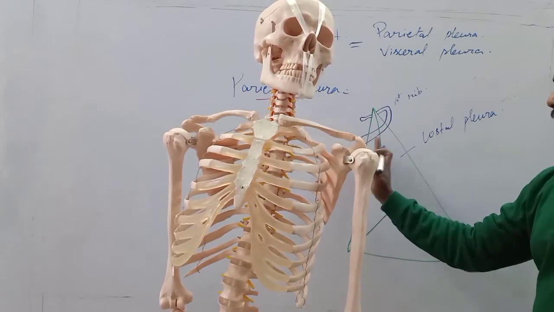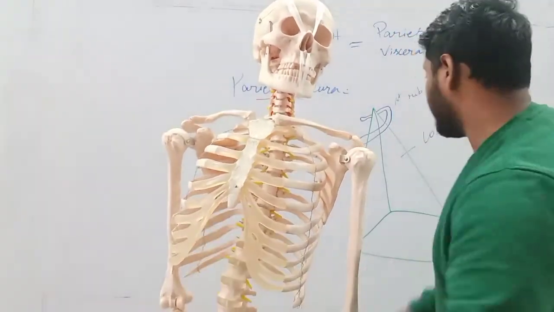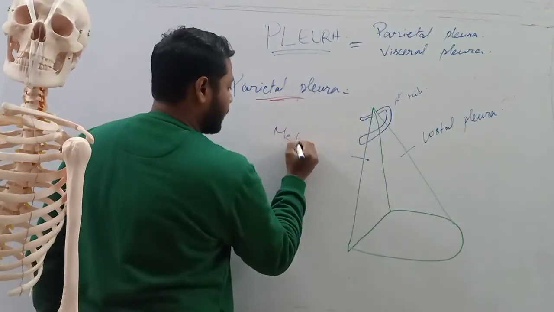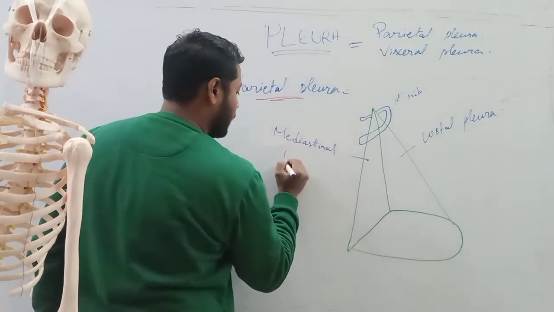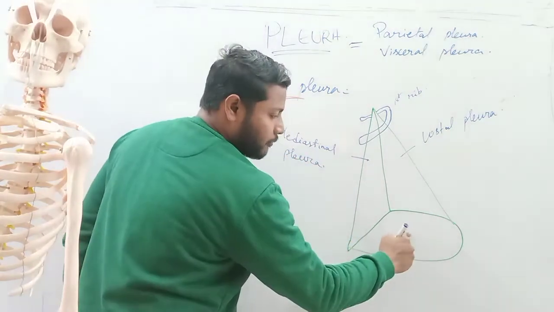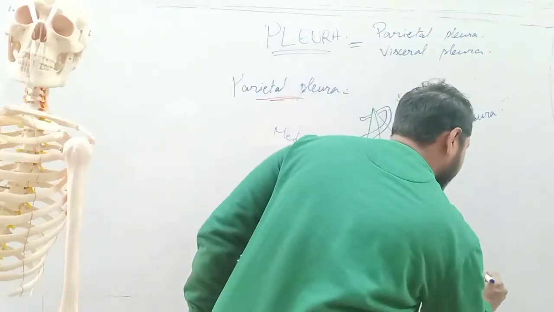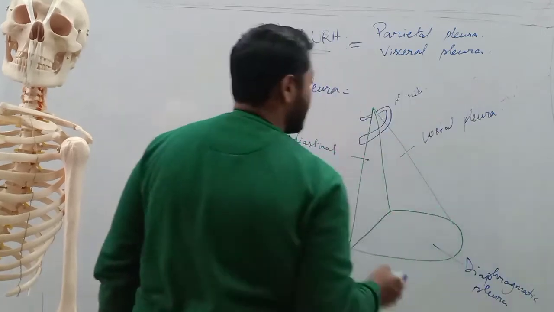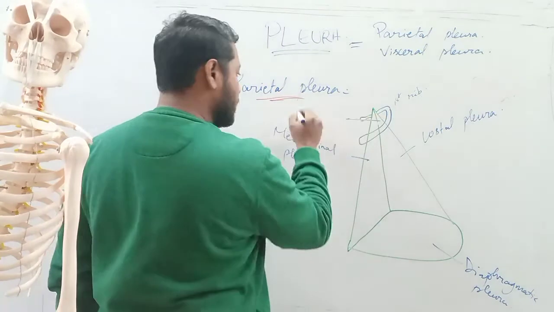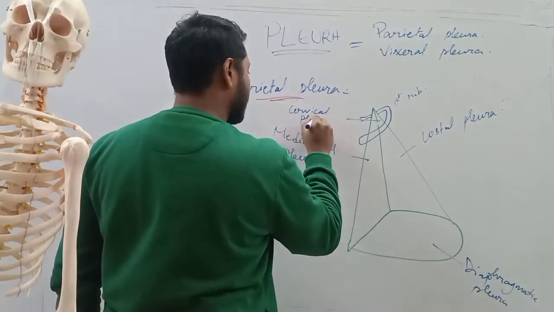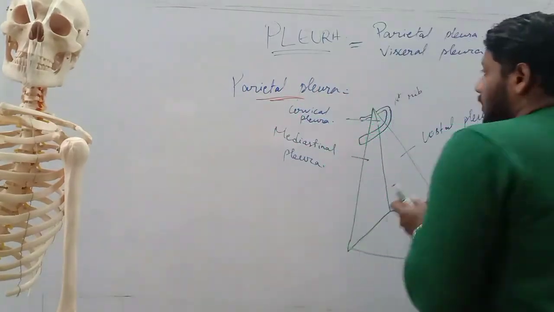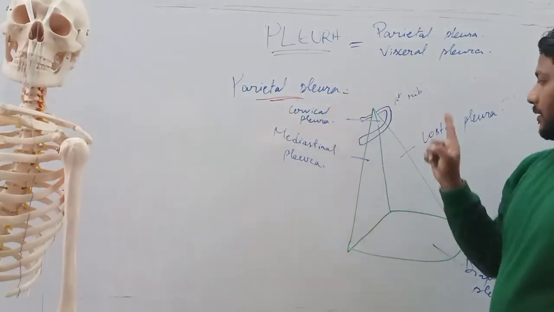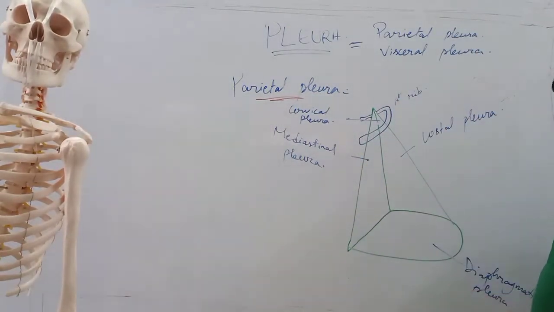Next, this middle part is towards the mediastinum, which is present in the center. This one is known as the mediastinum pleura. This inferior portion is around the diaphragm, so this is known as the diaphragmatic pleura. And the upper portion is known as the cervical pleura. The parietal pleura is thicker than the visceral pleura, and it is divided into four parts: the cervical pleura, the mediastinum pleura, the costal pleura, and the diaphragmatic pleura.